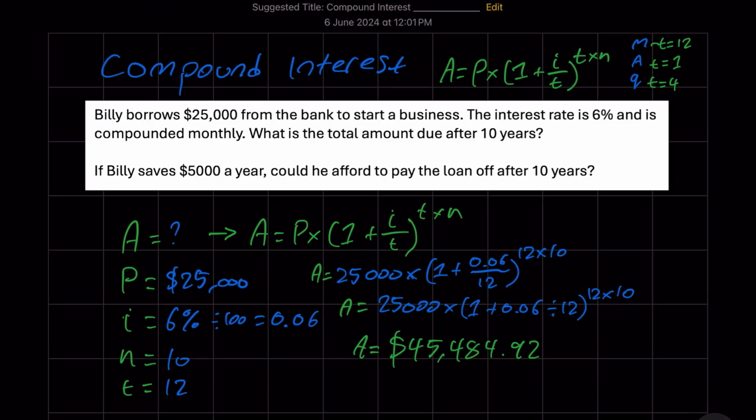That is compound interest. It is a bit more complicated than simple interest, but after practicing it, getting to know the formula, getting to know what each of the letters means, and practicing reading questions and getting information from questions, it isn't that bad.